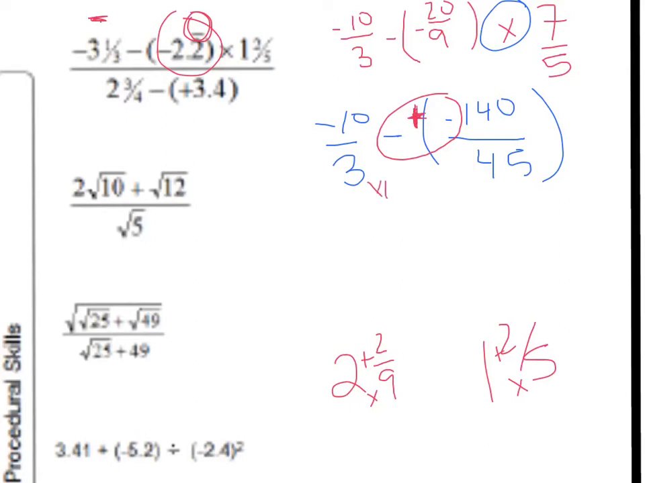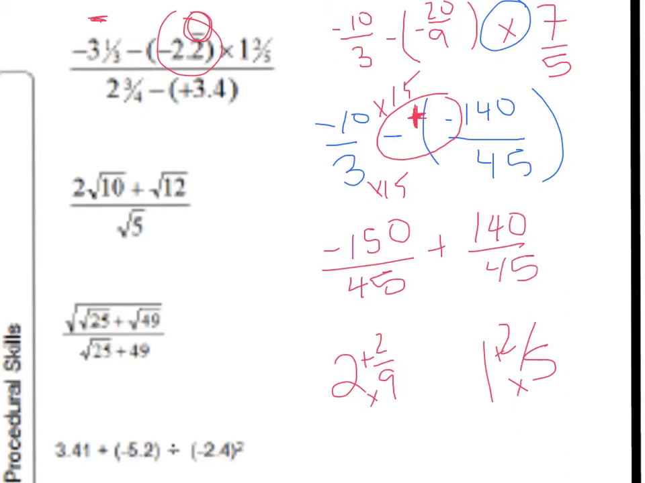I'm going to times this by 15, times this by 15. I now have 150/45 plus 140/45. The bottoms are the same, denominators are the same. I look at the top numbers, the numerators, the signs are different. I keep the sign of the largest number, which happens to be a negative, and I subtract, and I get 10/45.